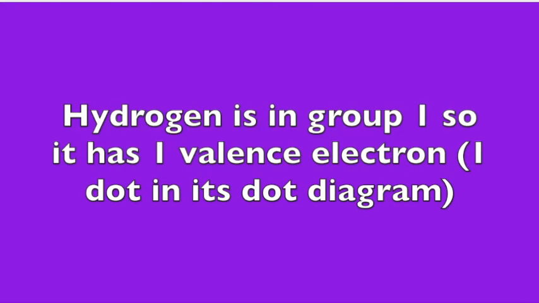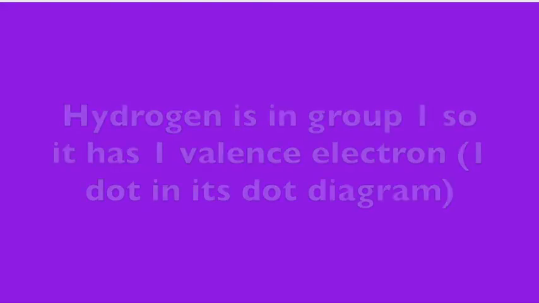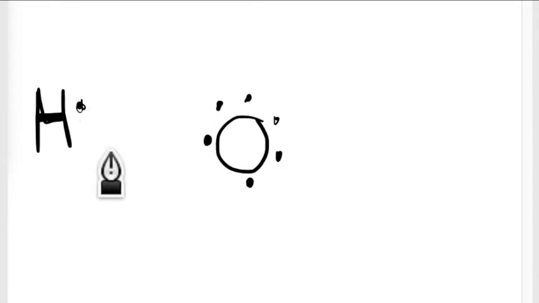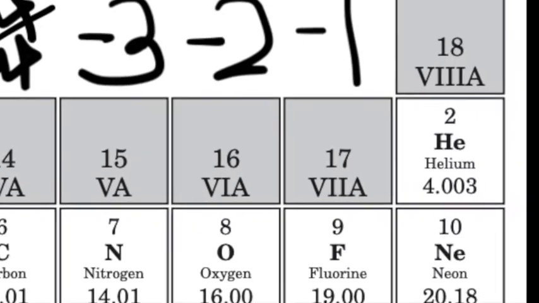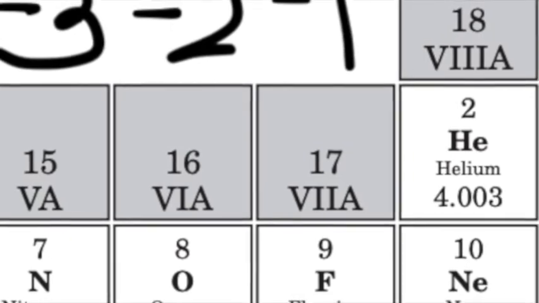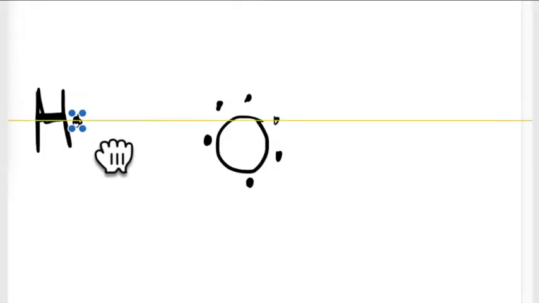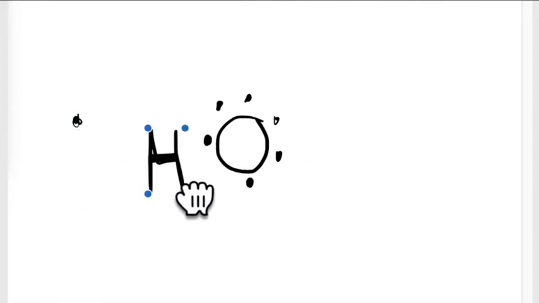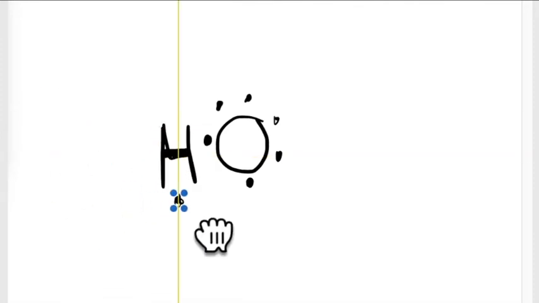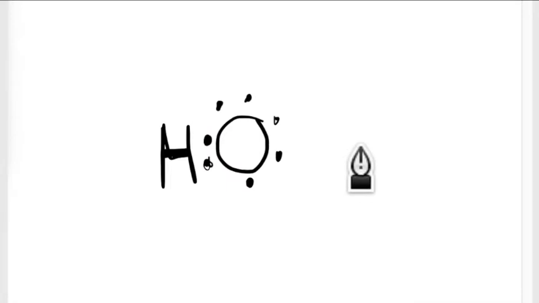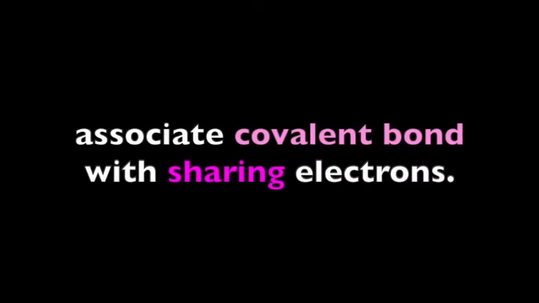Now hydrogen's in group 1, so it wants to be like helium. It has 1 valence electron, but it really wants to pursue a stability like helium, which has 2. So it's going to do that by sharing electrons with oxygen, just like that. Always associate covalent with sharing electrons.